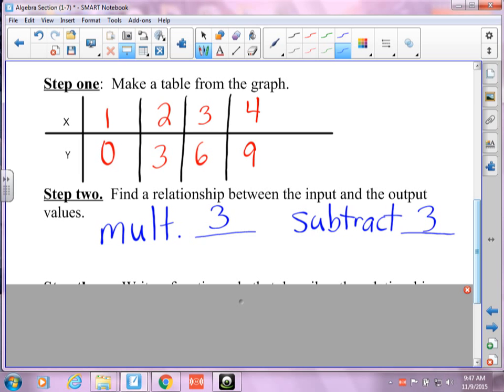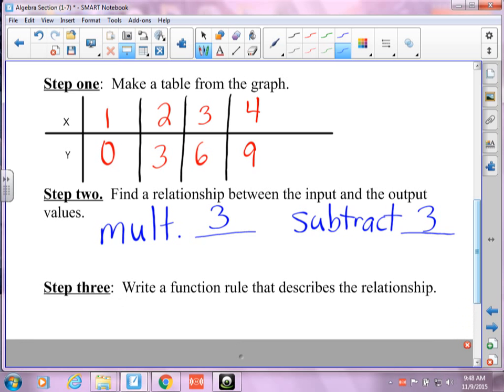Okay, so she thinks I'm going to multiply by 3 and subtract 3. Well, let's take a look. 1 times 3 minus 3 is 0, that works. 2 times 3 minus 3 is 3, that works, okay? 3 times 3 is 9, subtract 3, it's 6, okay? I'm okay so far, but it's got to work for all of them, right? 4 times 3 is 12, minus 3 is 9. So does that work? That's correct.